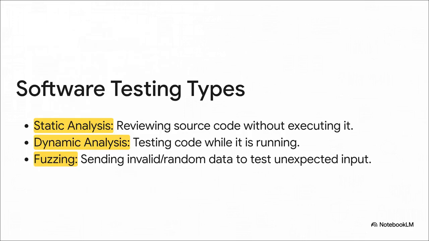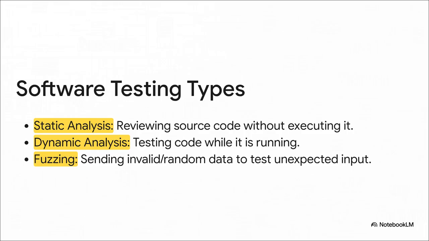So how do we actually test the code in these models? You absolutely have to know these 3 methods. Static analysis is when you look at the raw source code for potential flaws without ever running it. Dynamic analysis is the opposite. You actually run the code, and you poke at it, you interact with it to see what breaks.